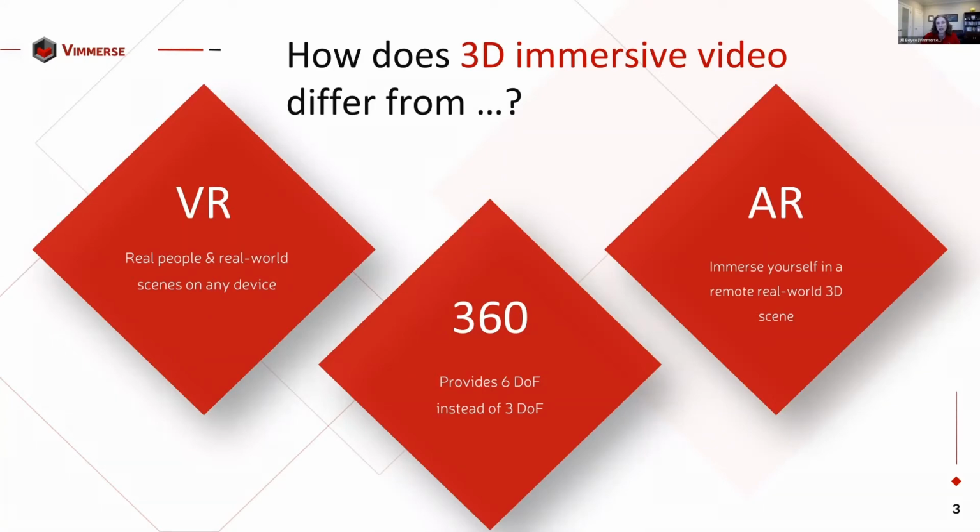Augmented reality is another related technology, but it shows augmentations of your local scene, while 3D video can immerse you in a remote real-world scene, either remote in space or remote in time, where you can play back your previously captured scenes.